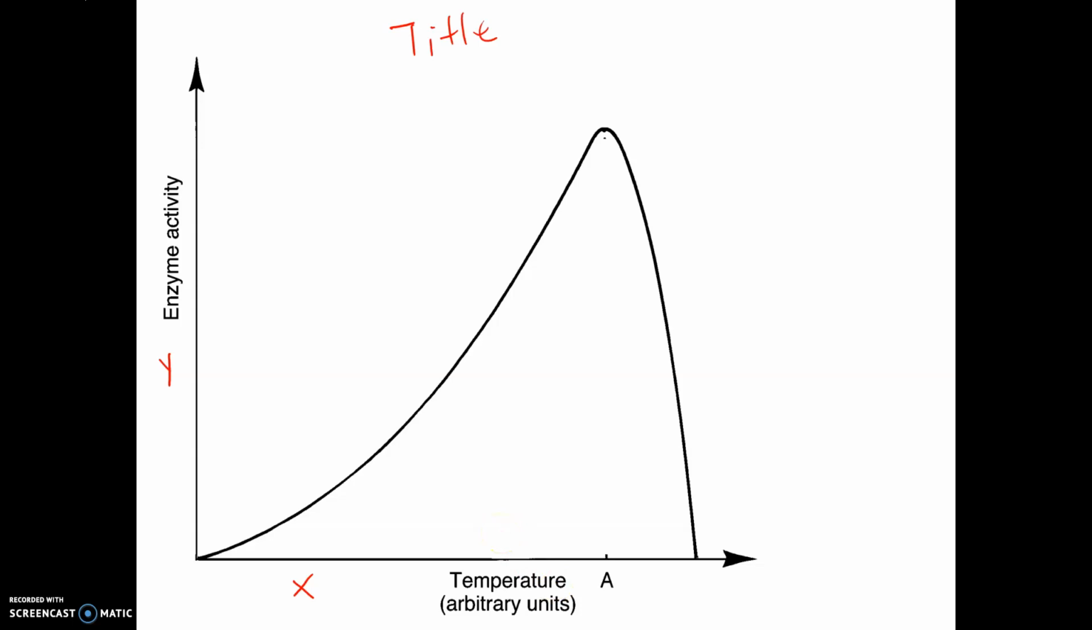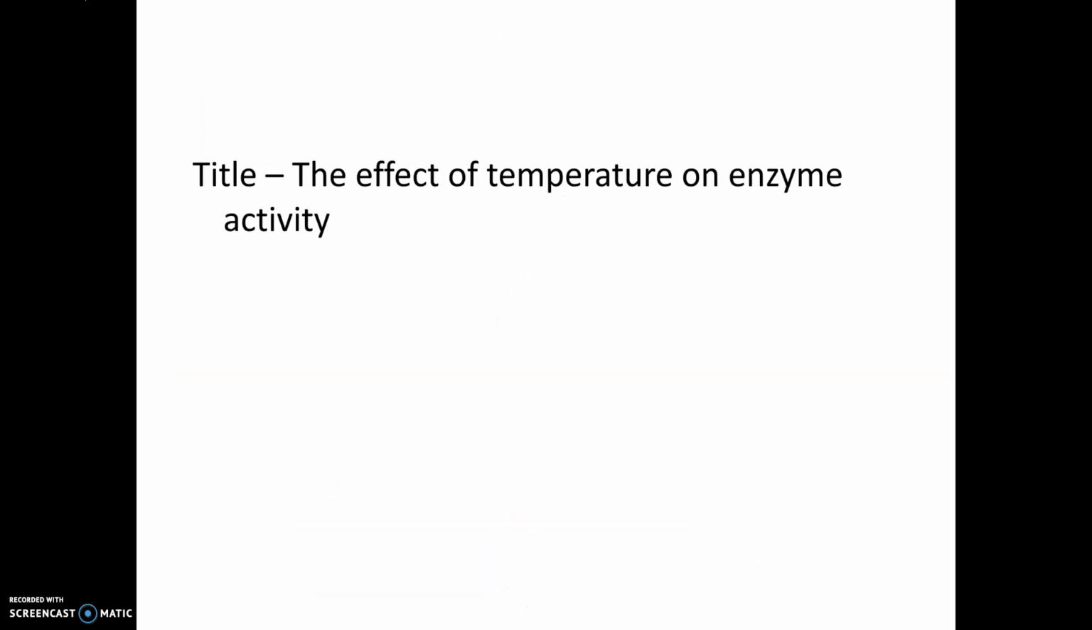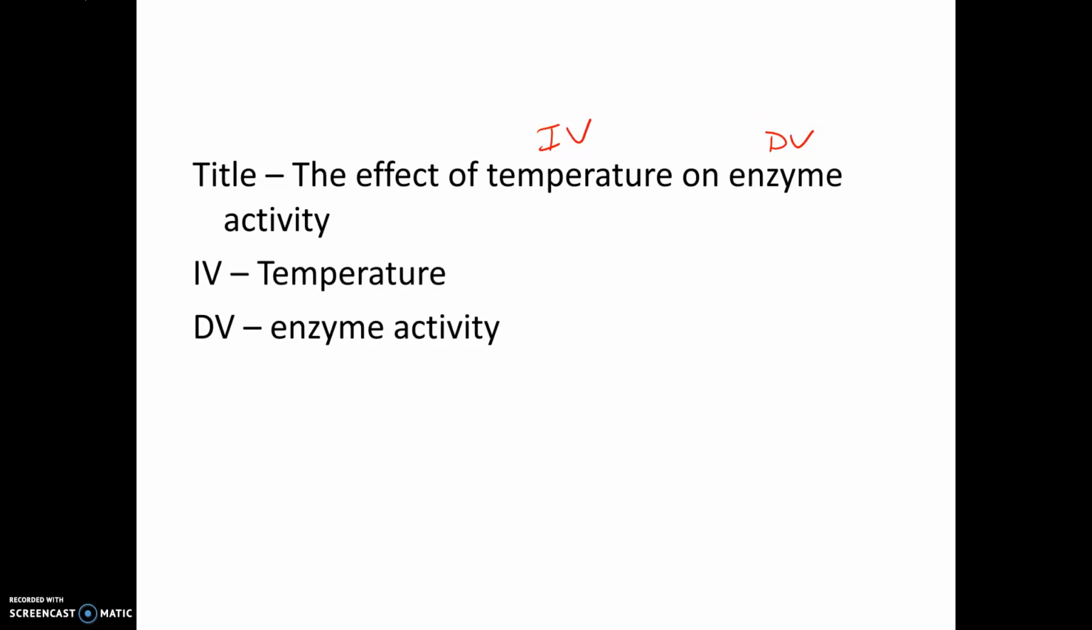So if we were to make up a title for this graph, it might be something like the effect of temperature on enzyme activity. So we know from our graph that we saw that our independent variable was temperature and our dependent variable was enzyme activity. So we have that right here.